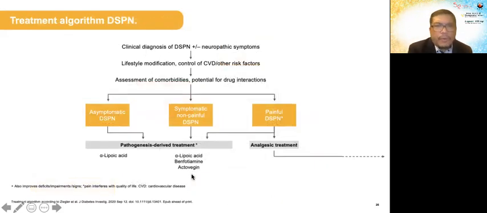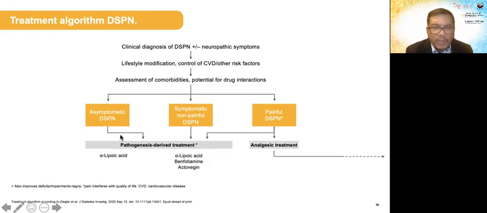The treatment algorithm as proposed by Ziegler for diabetic neuropathies, particularly for distal symmetric polyneuropathy, of course, includes adequate clinical diagnosis with or without presence of neuropathic symptoms. We still have to initiate lifestyle modification, control of cardiovascular disease or other risk factors, and assessment for comorbidities and potential for drug interactions. For asymptomatic and symptomatic non-painful diabetic sensory polyneuropathy, you will see that pathogenesis-derived treatment may be an option. It goes without saying that for painful distal symmetric polyneuropathy, analgesic treatment may be important.